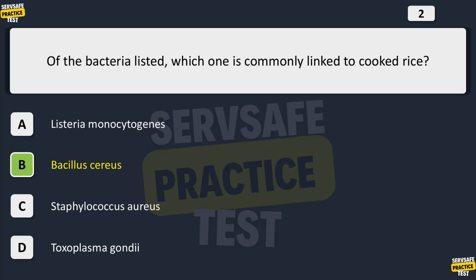The correct answer is B. Bacillus cereus. Bacillus cereus is the bacteria most commonly linked to cooked rice.